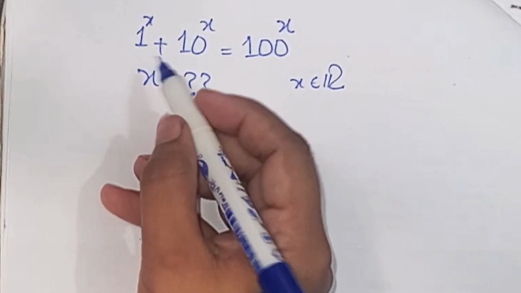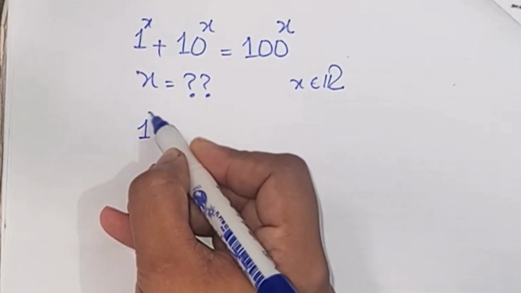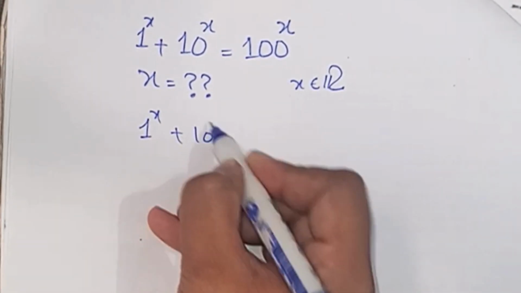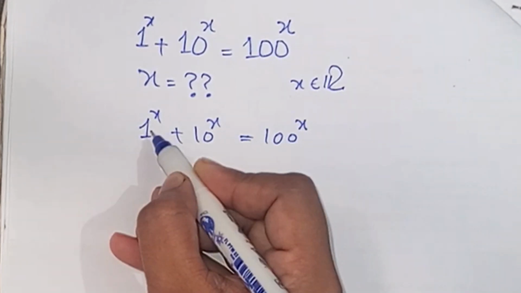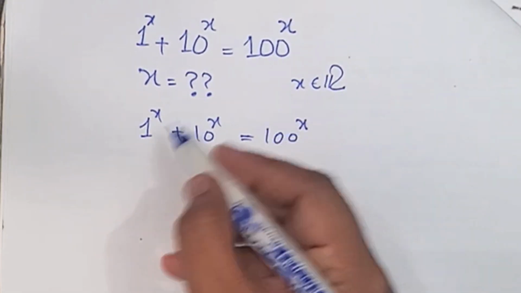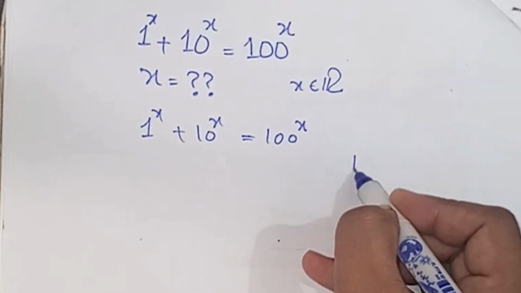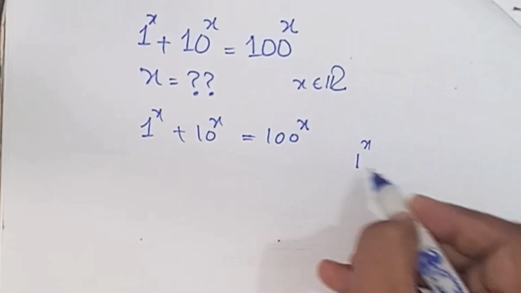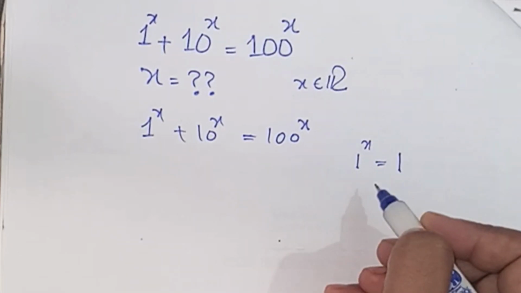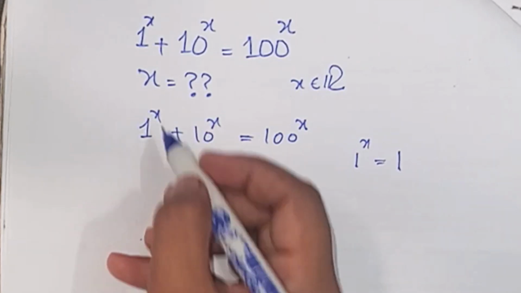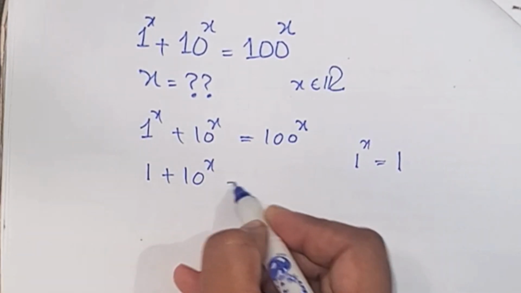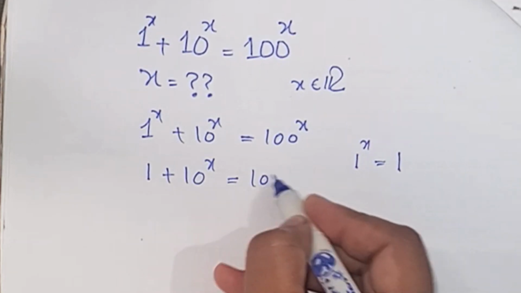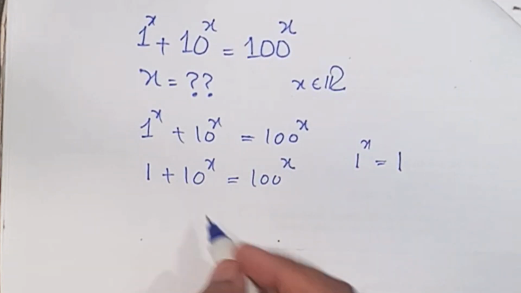So let's start. Look at this first: 1 raised to the power x plus 10 raised to the power x is equal to 100 raised to the power x. It's given that x belongs to real numbers, so 1 raised to the power of any real number is just 1. So this becomes 1 plus 10 raised to the power x, equal to 100 raised to the power x.